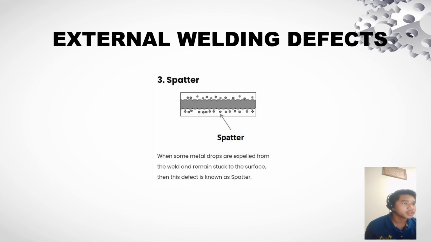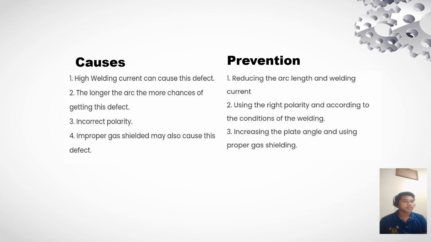External welding defect yang ketiga adalah spatter. When some metal drops are expelled from the weld and remain stuck to the surface, then this defect is known as spatter. Punca berlakunya ialah high welding current can cause this defect. The longer the arc, the more chance of getting this defect. Incorrect polarity and improper gas shielding may also cause this defect. Prevention: reducing the arc length and welding current, ataupun using the right polarity according to the condition of the welding.